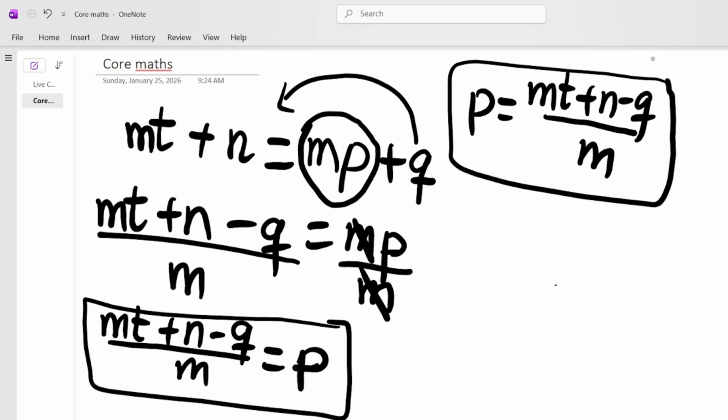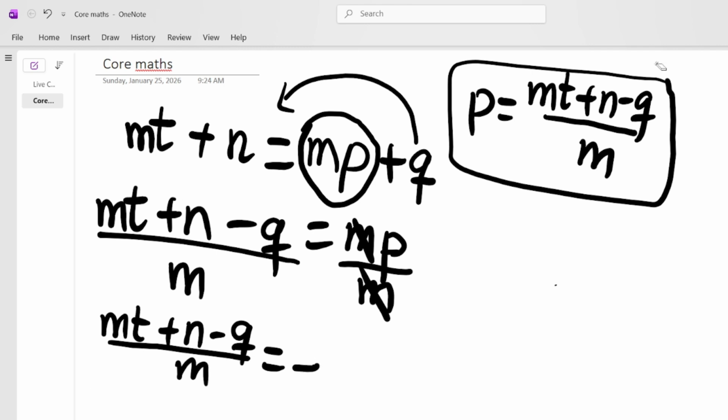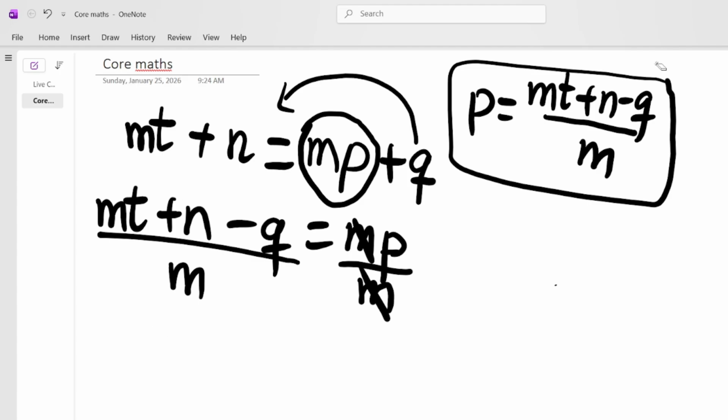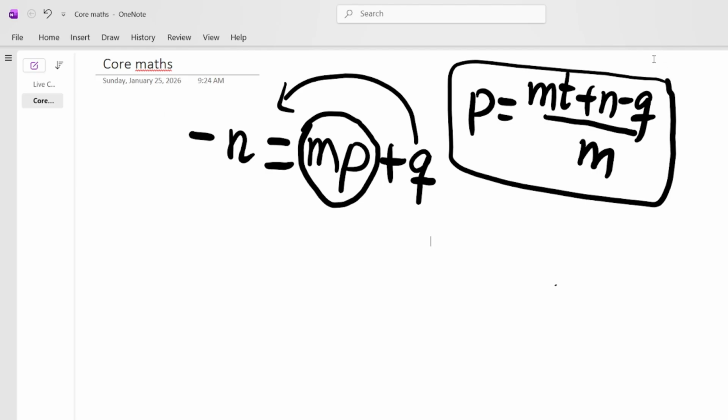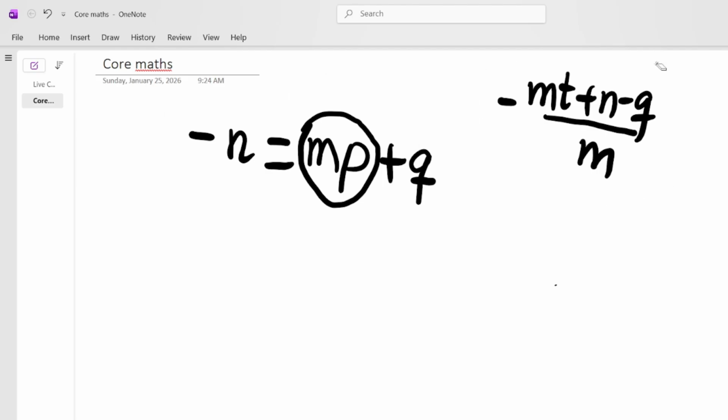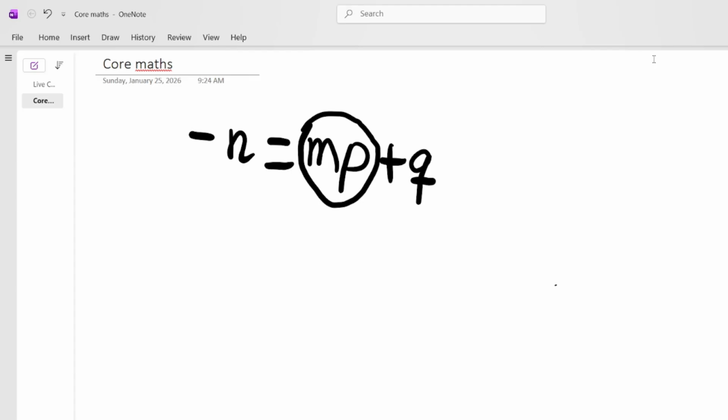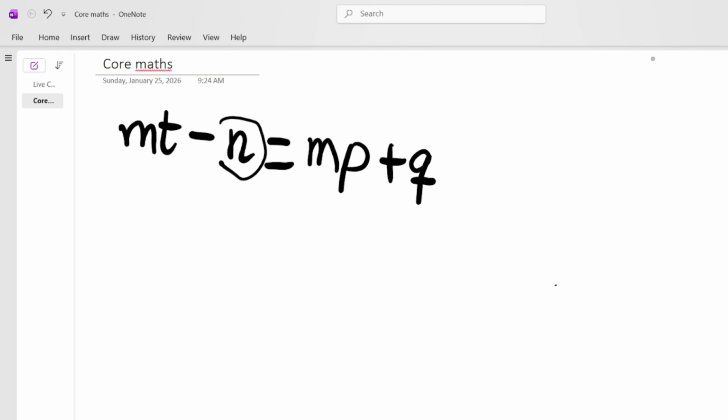So the first step is to locate the term. Locate the one that you are asked to make the subject. So right now we are going to make n the subject. Remember, n is having a negative in front of it, right? What will happen is that this is what we are looking for. n is here, but it's coming with a negative, so you consider them like this.